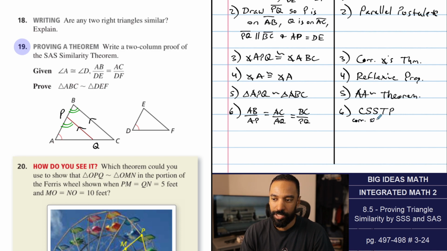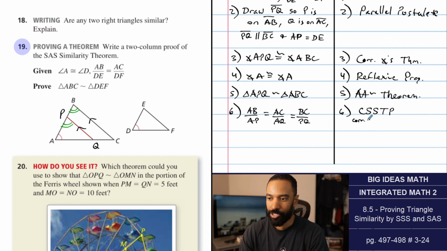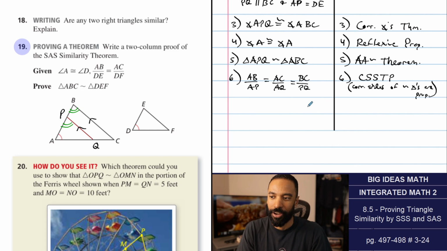Corresponding sides of similar triangles are proportional. That's how I'm saying that. I don't know, CSSTP. I've never written that before either.